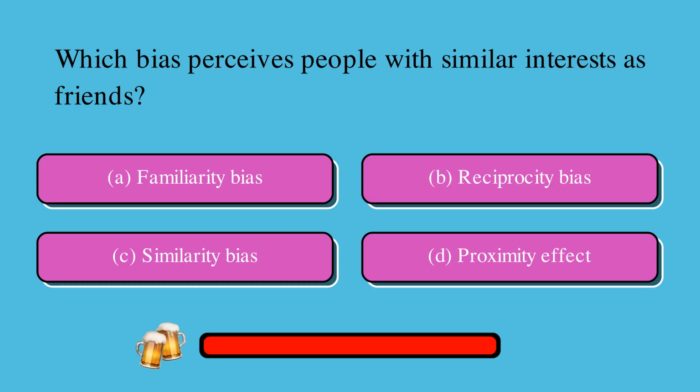Which bias perceives people with similar interests as friends? Is it A, familiarity bias, B, reciprocity bias, C, similarity bias, or D, proximity effect? The correct answer is C, similarity bias.